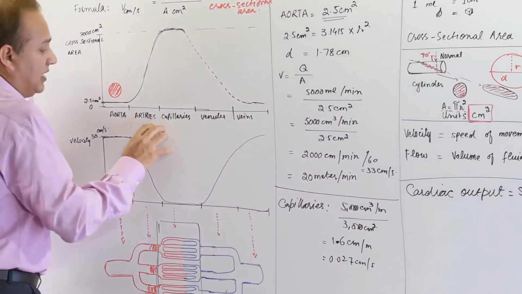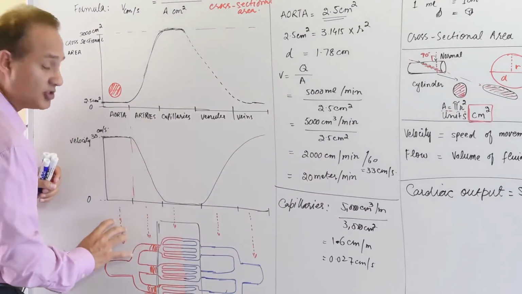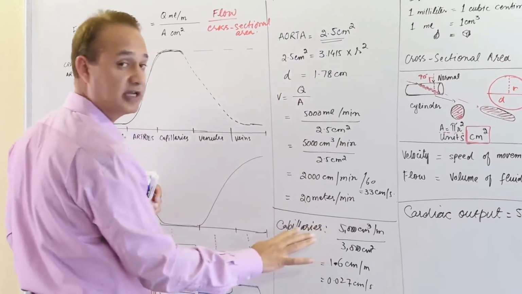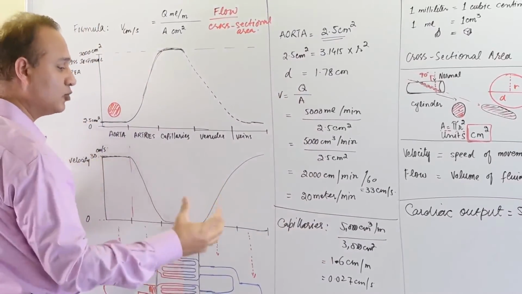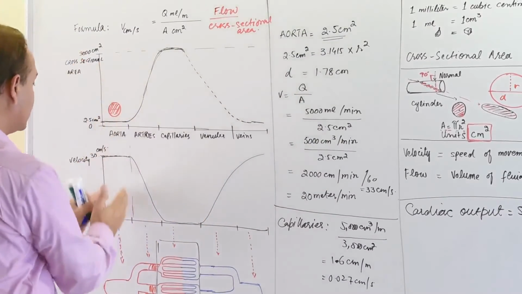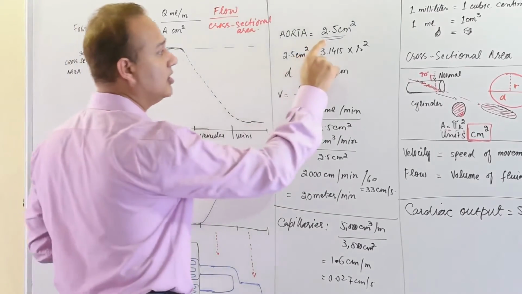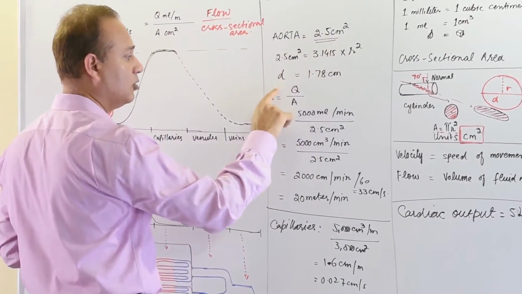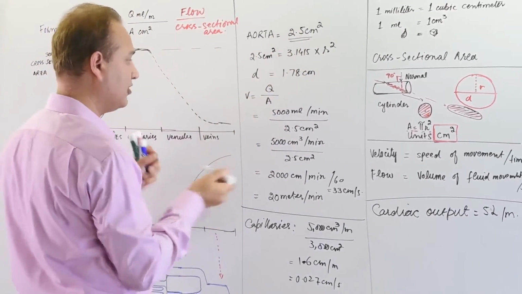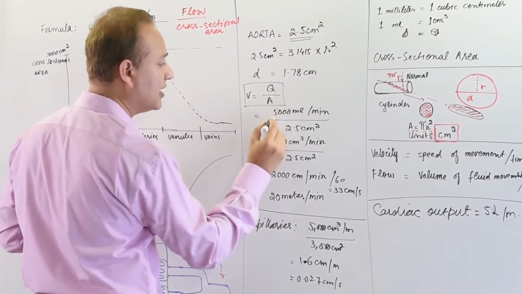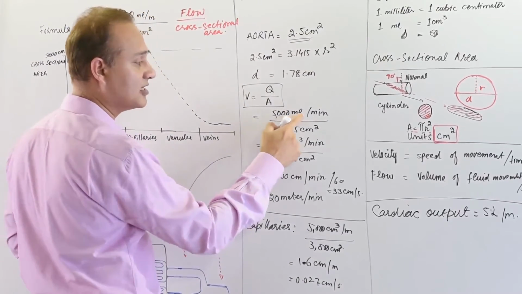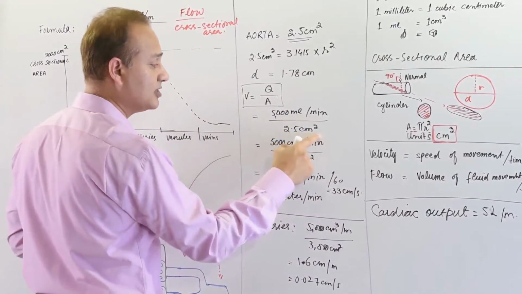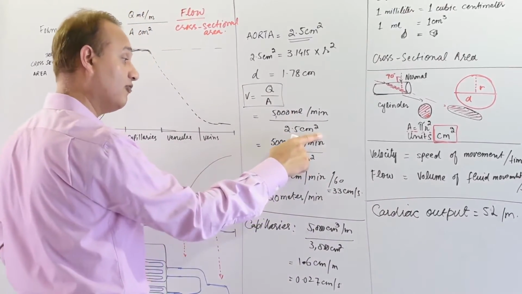Anyways, now let's see how the velocity changes. I have done a couple of calculations, one for the aorta and one for the capillaries, and you can then see that the same would hold for the rest. So look at the aorta, small cross section. The cross section is 2.5 centimeter. Here is the formula, V equals Q over A. We plugged in the values: 5000 milliliter is the cardiac output per minute, and 2.5 centimeter square is the cross-sectional area of the aorta.